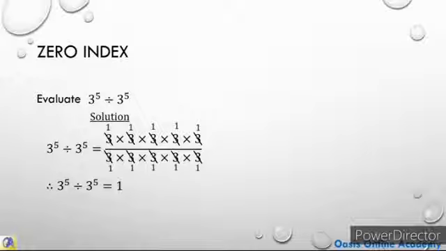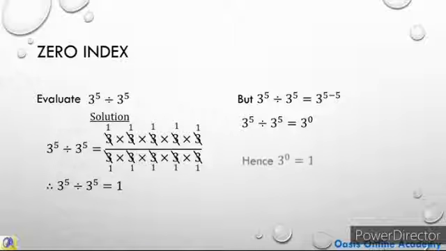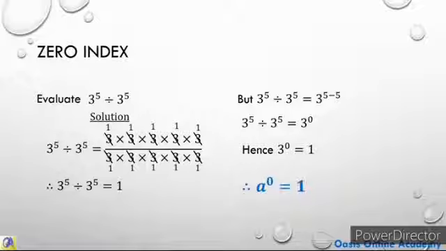Of course, 3 to the power 5 divided by 3 to the power 5 should be 1, because any number divided by itself is 1. But we also know that by the law of indices, 3 to the power 5 divided by 3 to the power 5 can be obtained by simply subtracting the powers. And that will give us 3 to the power 0. Now, we have solved the very question in two different ways, which means effectively that the two answers are the same. So 3 to the power 0 is equal to 1. In conclusion, any number raised to the power 0 is 1.